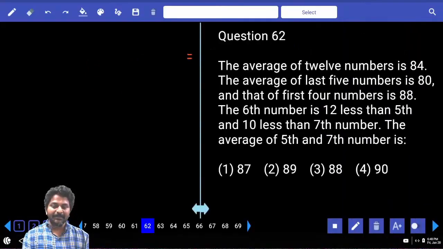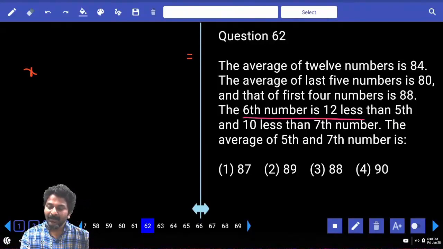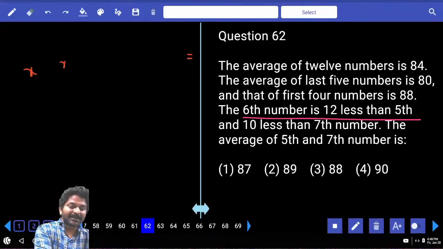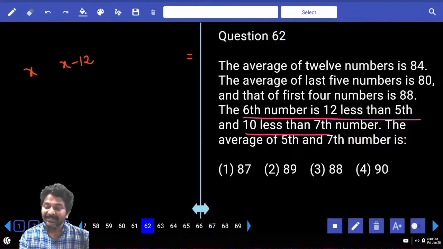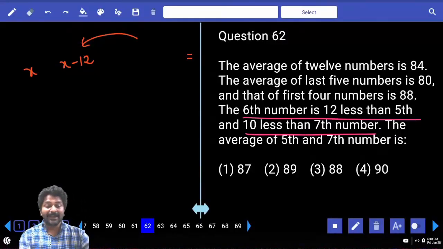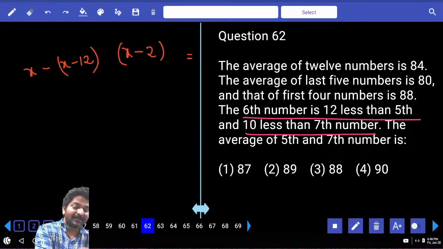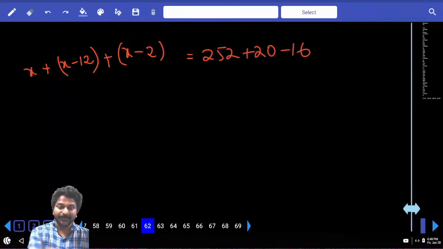Okay. Now, sum of 3 numbers, right? I am starting my 5th number as x. What is 6th number? 12 less than that. That means x minus 12 only. And 10 less than 7th number. With respect to 7th number, it must be 10 less. Then 7th number must be x minus 2. So, sum of 3 numbers is equal to this much.